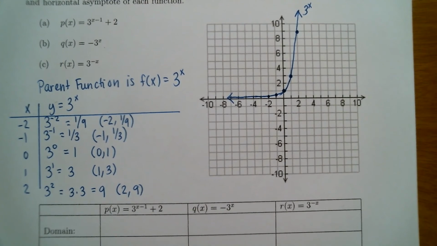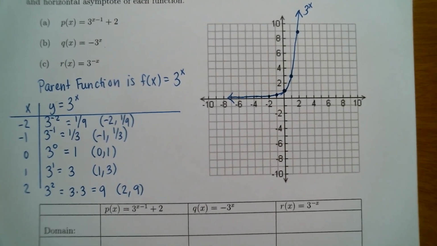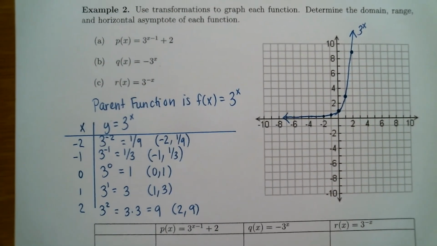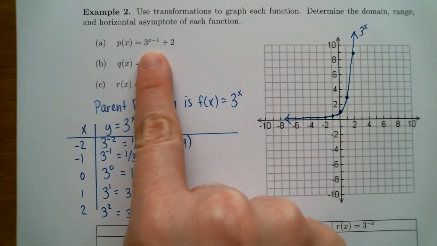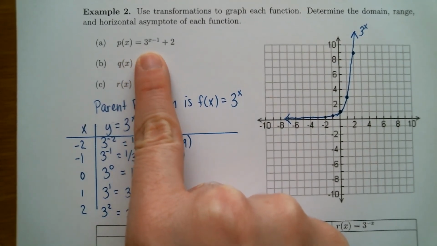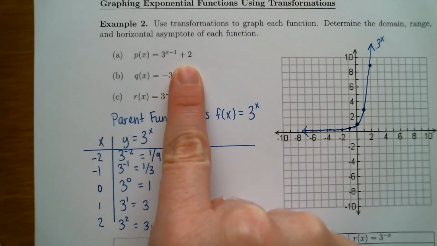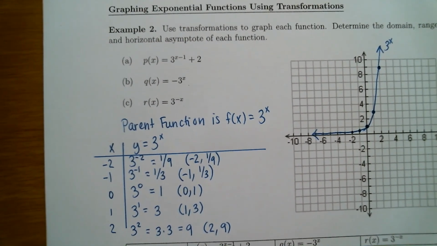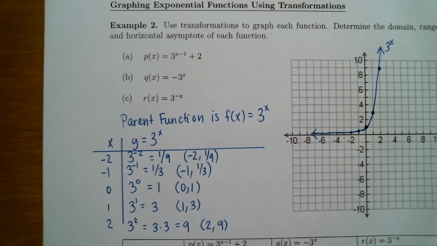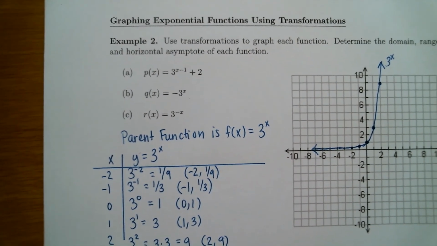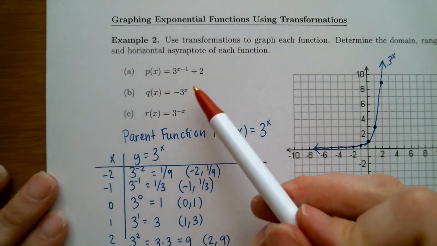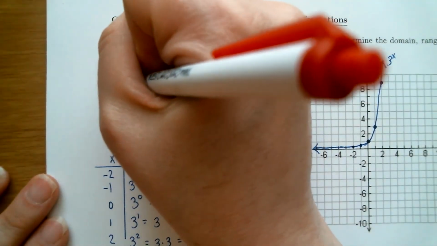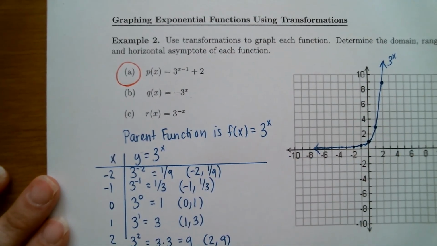Now that we have that, we are going to attempt to graph the first function using transformations. So we're going to graph p of x is equal to 3 to the x minus 1, plus 2. You do not need to make a table of values to graph this. You're just going to take your parent function and move it around. It's going to be the same transformation rules that you learned in section 3.5. So let's see what's going on here. You've got a couple of things going on. I'm going to put this graph in a different color so we can distinguish it from the parent function.